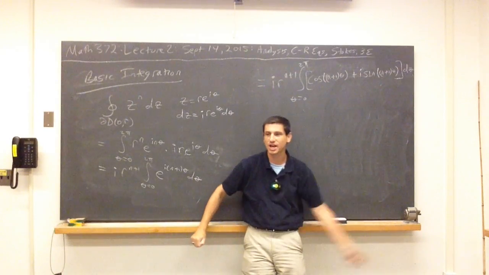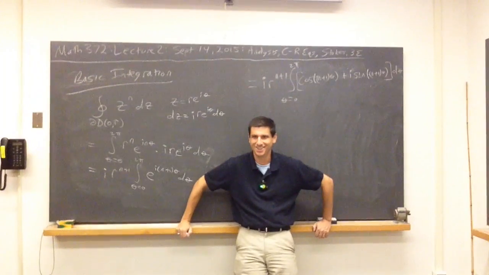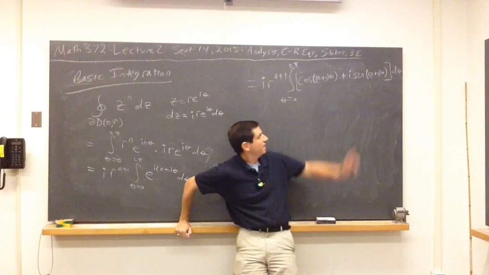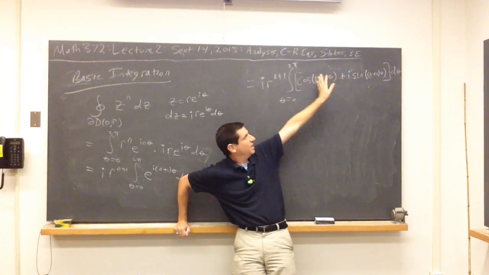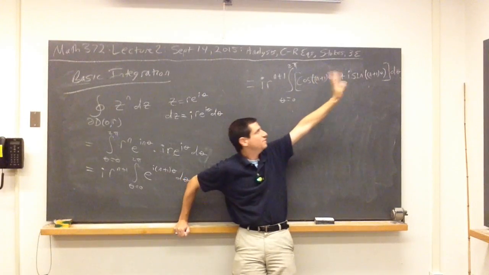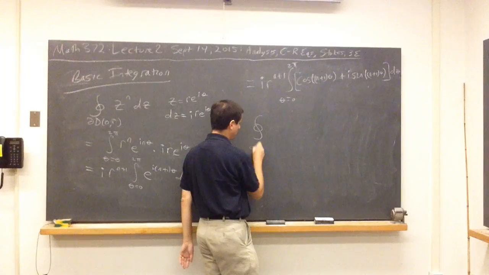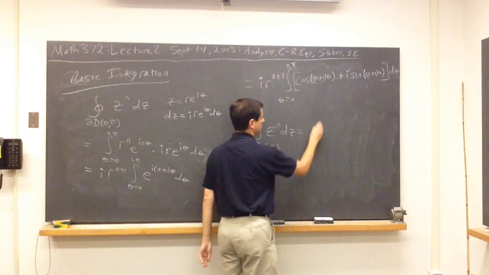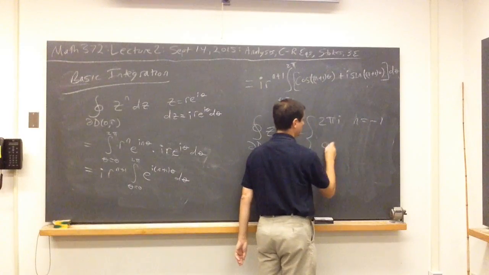What is the integral of cosine of some integer times theta over a complete period? Is it always 0? What's the one danger? If n is negative 1, I'm integrating cosine of 0. Cosine of 0 is identically 1, and then I would get 2 pi. Otherwise, I get 0. For sine, I don't even have to worry about that. And so this gives us the following. The integral over the boundary of the disk of radius r of z to the n dz is equal to 2 pi i if n equals negative 1 and 0 otherwise.